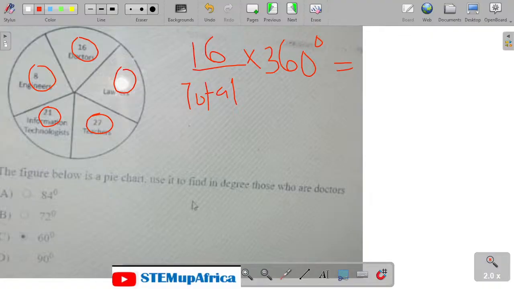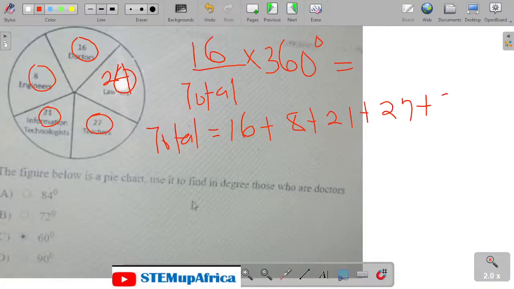Okay, from my calculation, I think lawyer is 24. So let's find the total. Total will be 16 for doctors, engineers 8, information technologies 21, teachers 27, lawyer 24. So if I sum up, 16 plus 8 plus 21 plus 27 plus 24, that will give us a total of 96.